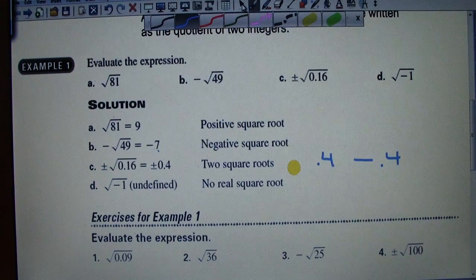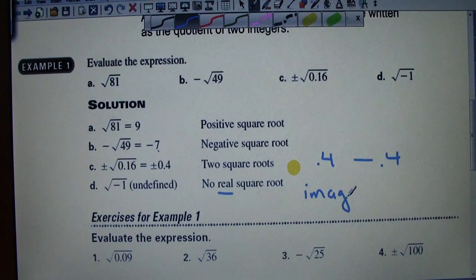Now let's look at D. D has a square root and a -1. Well, what number can I square to give me a -1? Well, there is no number that you can square to get a negative. So for our purposes thus far, we say undefined. In other words, there are no real square roots. You will learn later that the square root of -1 is really an imaginary number. And I think we talked a little about that one day I had that t-shirt on that had the square root of -1. But what we're going to say is there are no real square roots.